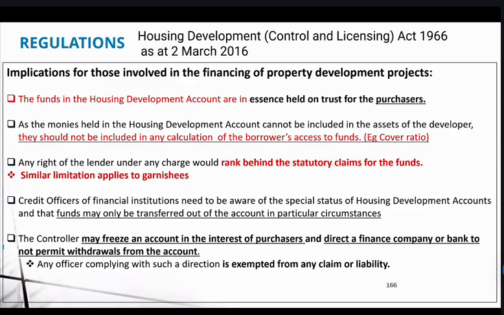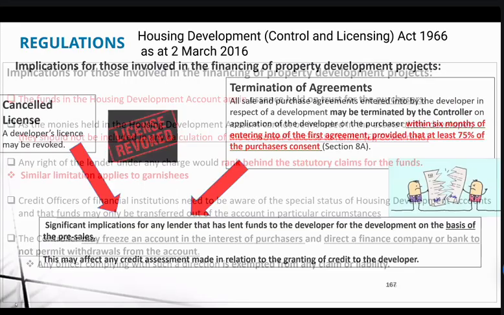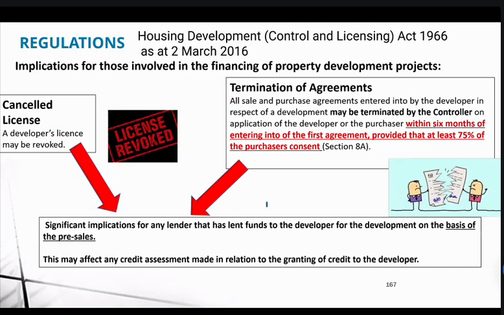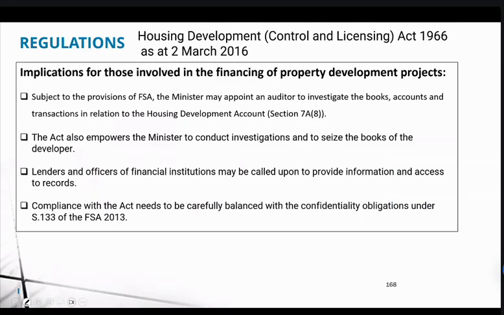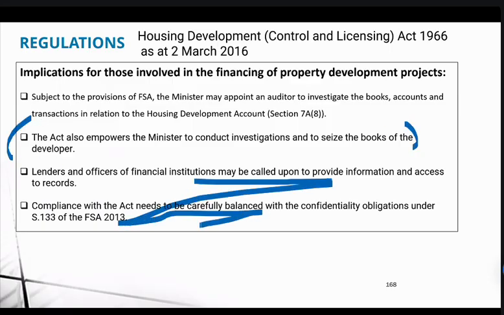They mentioned a couple of key points here. If, for example, the developer has a cancelled license, or 75% of the purchasers cancel within 6 months, and you have already drawn out the money, you're in a tough position. So on this slide, this is where they mention that for those involved, you have to conduct an investigation, and it empowers the minister to seize the books. They may be called on to provide information. You have to carefully balance section 133, banking secrecy, here.